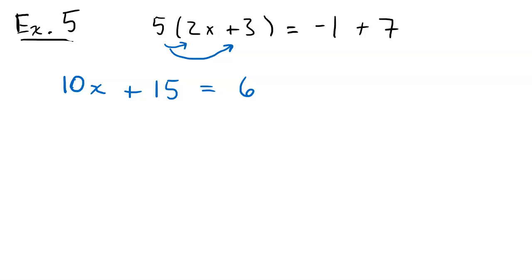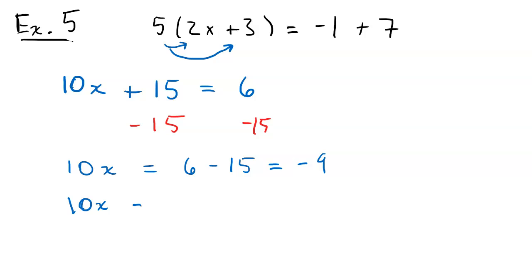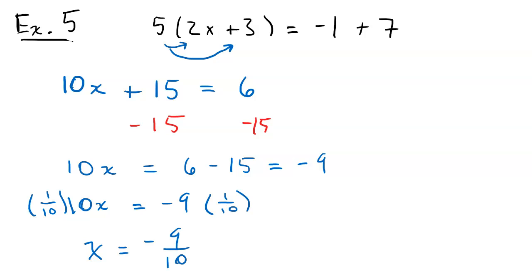Then, again, we want to keep with combining like terms, so we're going to subtract 15 on both sides. When we do that, we're left with 10x on the left-hand side, and then 6 minus 15 on the right-hand side, which is going to combine to be negative 9. So now we have 10x is equal to negative 9. And we want to get rid of this 10, so we multiply by the reciprocal, 1 over 10. And we get our solution of x is equal to negative 9 over 10.